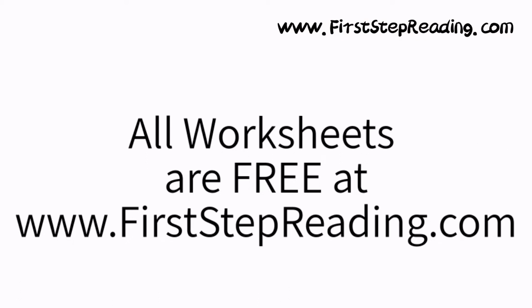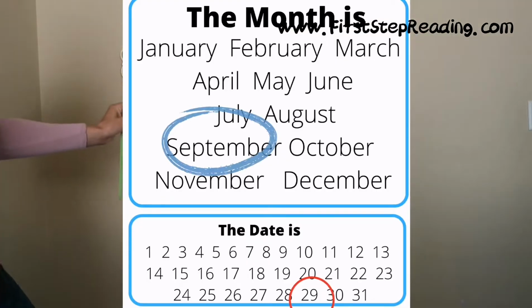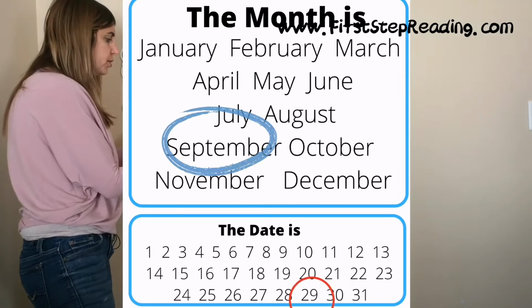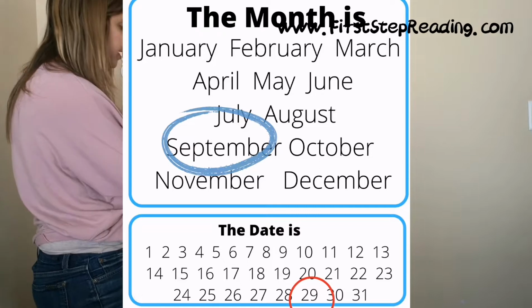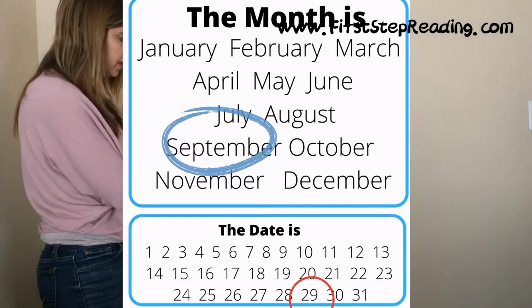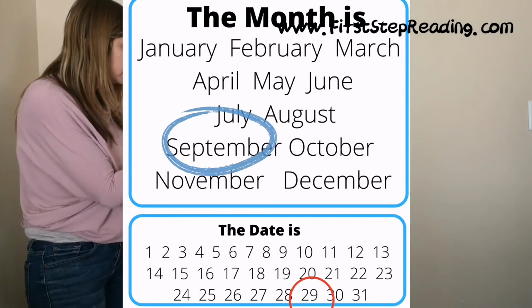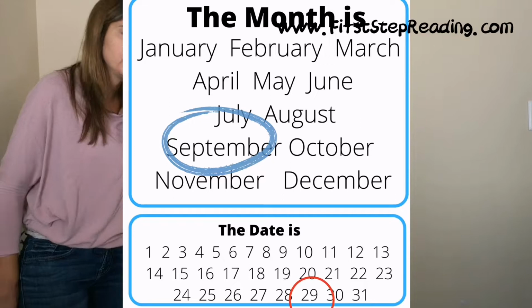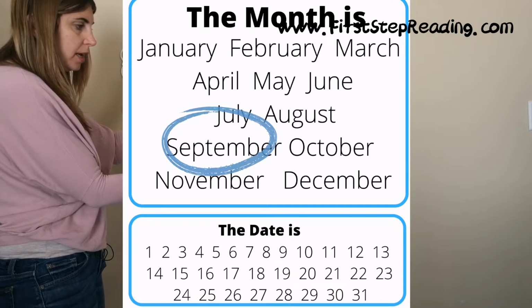Every worksheet that I tell you about, you can print online from firststepreading.com for free. So this calendar, you can print, get a marker, and you circle September 29. Okay? Has the month and the day. The way you would say it is, today is September 29th. So you can print that and find the month September and the day, the 29th.